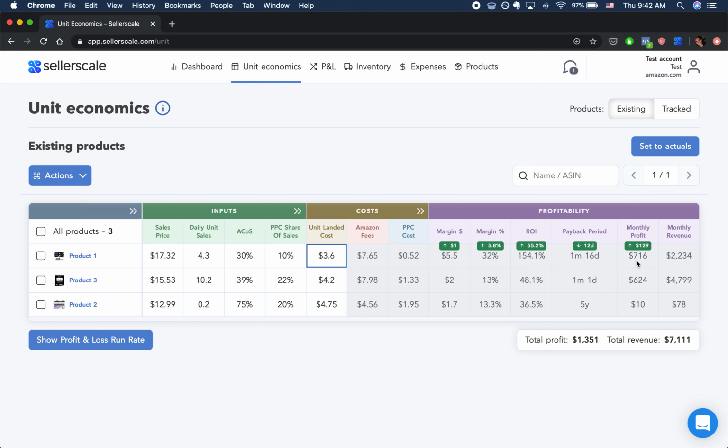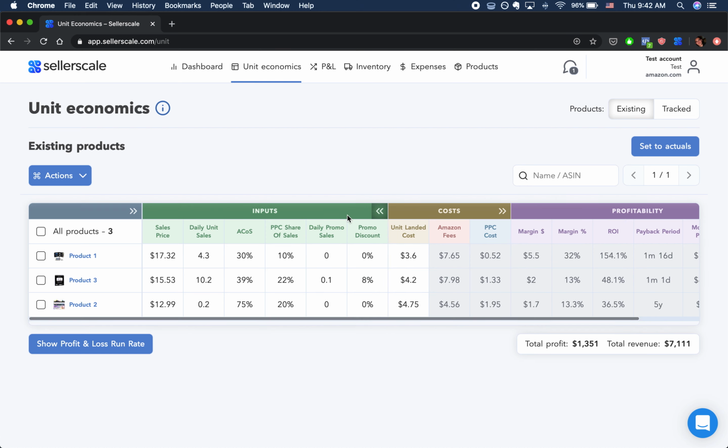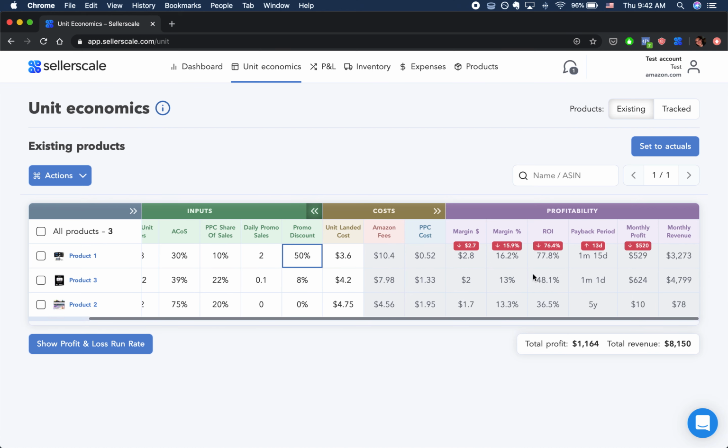So isn't this cool? Or say you're thinking of running a promotion where you sell 2 units a day at 50% off, and you want to estimate how that would affect your average profitability per unit. Really, really important to think through that before giving significant discounts, and that's something that most sellers never do. So we have 2 additional columns over here, daily promo sales and promo discount, and we just put in 2 units per day at 50% off, and immediately we see how large of an impact this has on your profitability and how expensive it is to do aggressive giveaways like that.